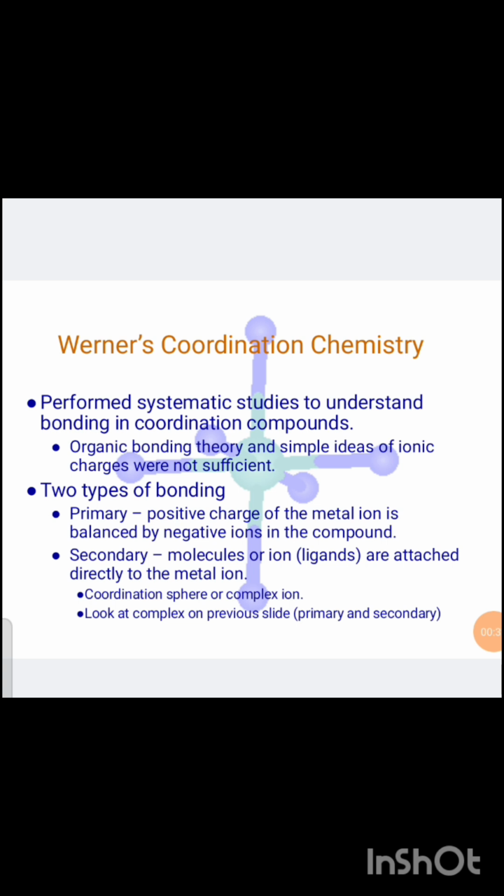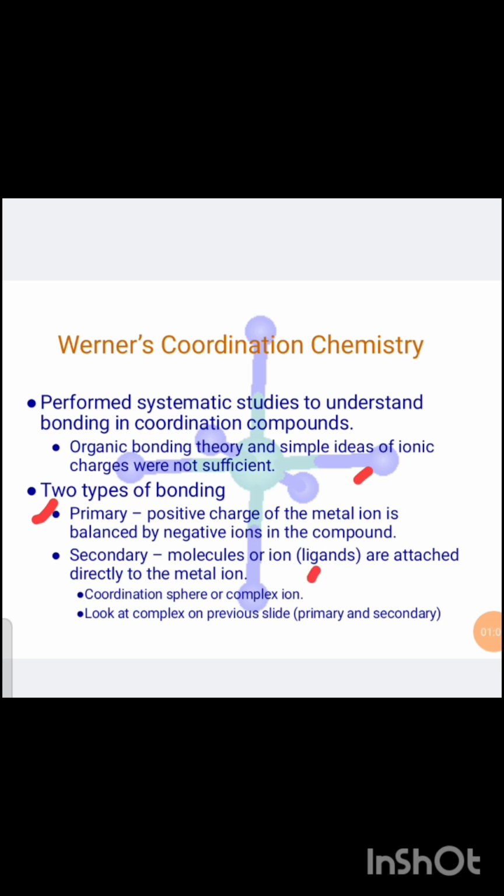And they said that organic bonding theory and simple ideas of ionic charges were not sufficient to understand coordination chemistry. So they said there are two types of bonding: first is the primary, and the other is the secondary. Primary is where the positive charge of the metal ion is balanced by the negative ion in the compound. The second one is secondary, where molecules or ligands are attached directly to the metal ion.